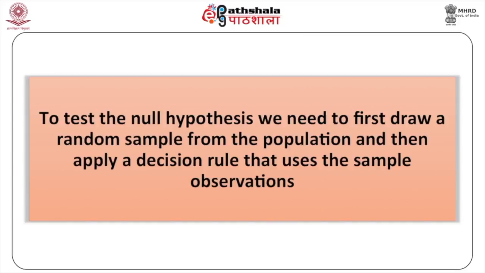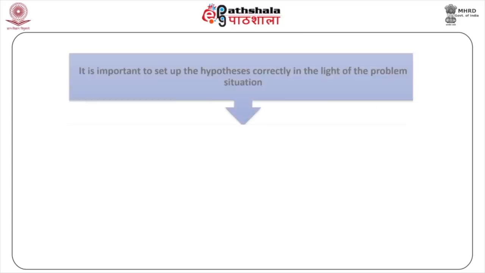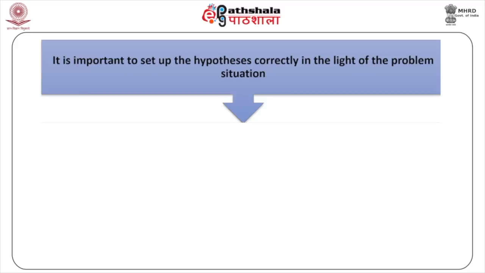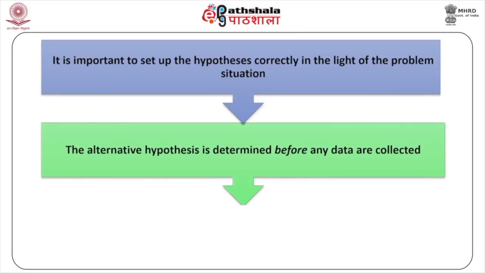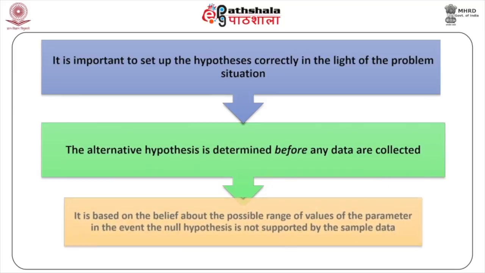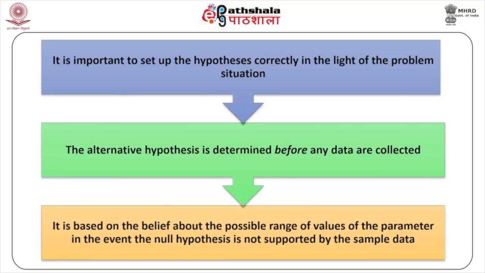and then apply a decision rule that uses the sample observations. It is important to set up the hypothesis correctly in the light of the problem situation. The alternative hypothesis is determined before any data are collected. It is based on the belief about the possible range of values of the parameter in the event the null hypothesis is not supported by the sample data.